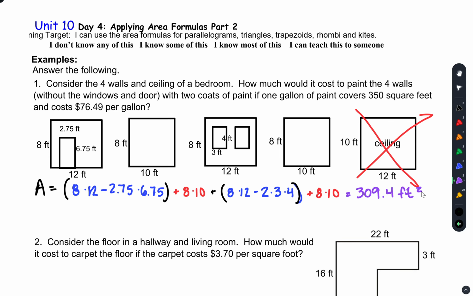There's one piece of information in this problem that's going to be important before I figure out how many gallons of paint I need to buy. What do I need to know from this problem first? It's in there to trick you, but we've got to read carefully. Dahlia? 2 coats of paint. We are painting these walls over twice. So that means I need to cover 309.4 feet twice. So I'm going to take that 309.4 and multiply it by 2 coats to get 618.8 square feet that I'm covering.